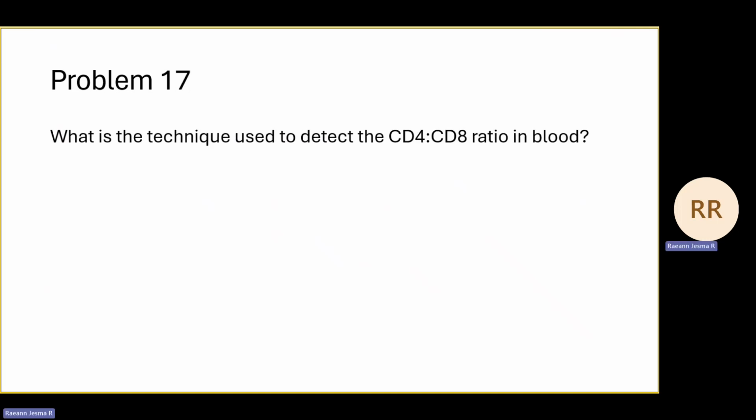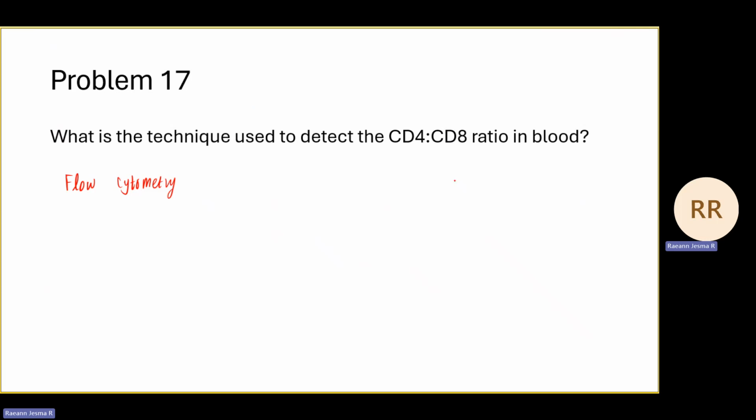Now let's move on to the next question, problem 17. What is the technique used to detect the CD4-CD8 ratio in blood? Okay. So what's the correct answer? The correct answer is we are using some technique called flow cytometry in order to detect the CD4 by CD8 ratio in the blood.